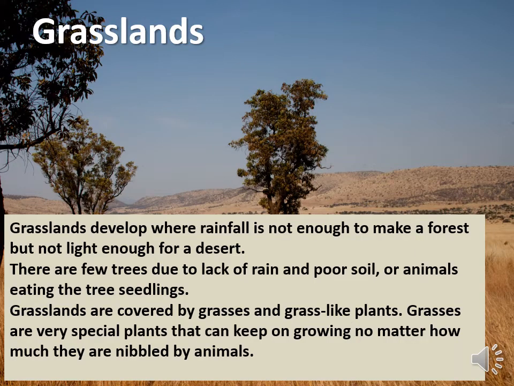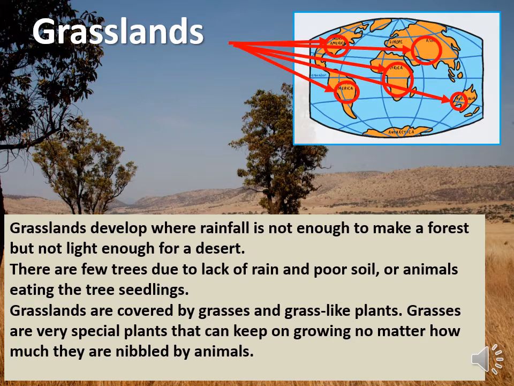Grasslands. Now grasslands are a habitat where rainfall is not enough to make a forest, but not so little as to make a desert. So it's in between. And it's found in South America, North America, Asia, Africa, Australia. And there are few trees due to the lack of rain and poor soil. And grasslands are places where very special plants can keep on growing no matter how much they are nibbled. That means eaten by the animals.